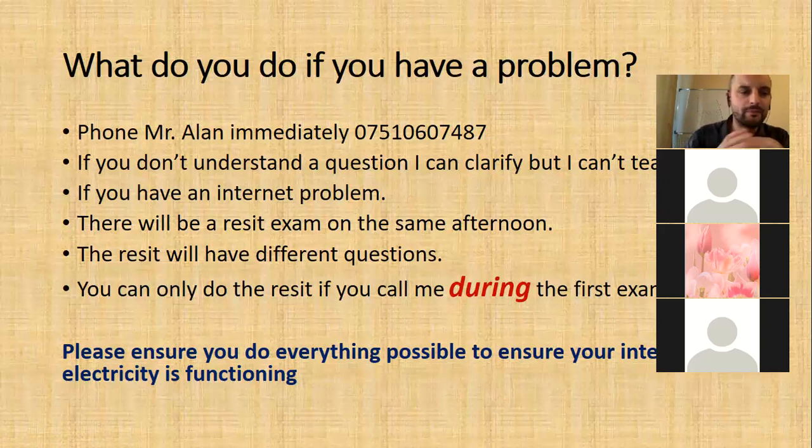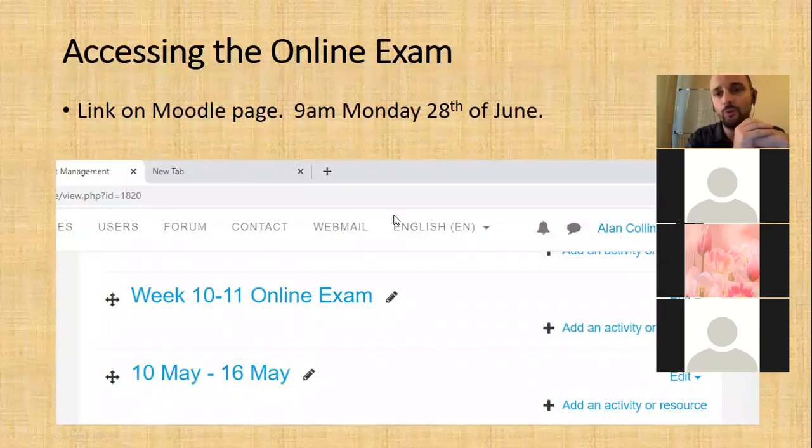Okay, well, that's a little bit about the exam. So accessing the online exam, basically you need to get, I've got the wrong date there. It's the 29th, isn't it? And probably the wrong time, but it's definitely Monday. The Monday is correct. Monday morning, 9 a.m. or 11 a.m., 29th of June.